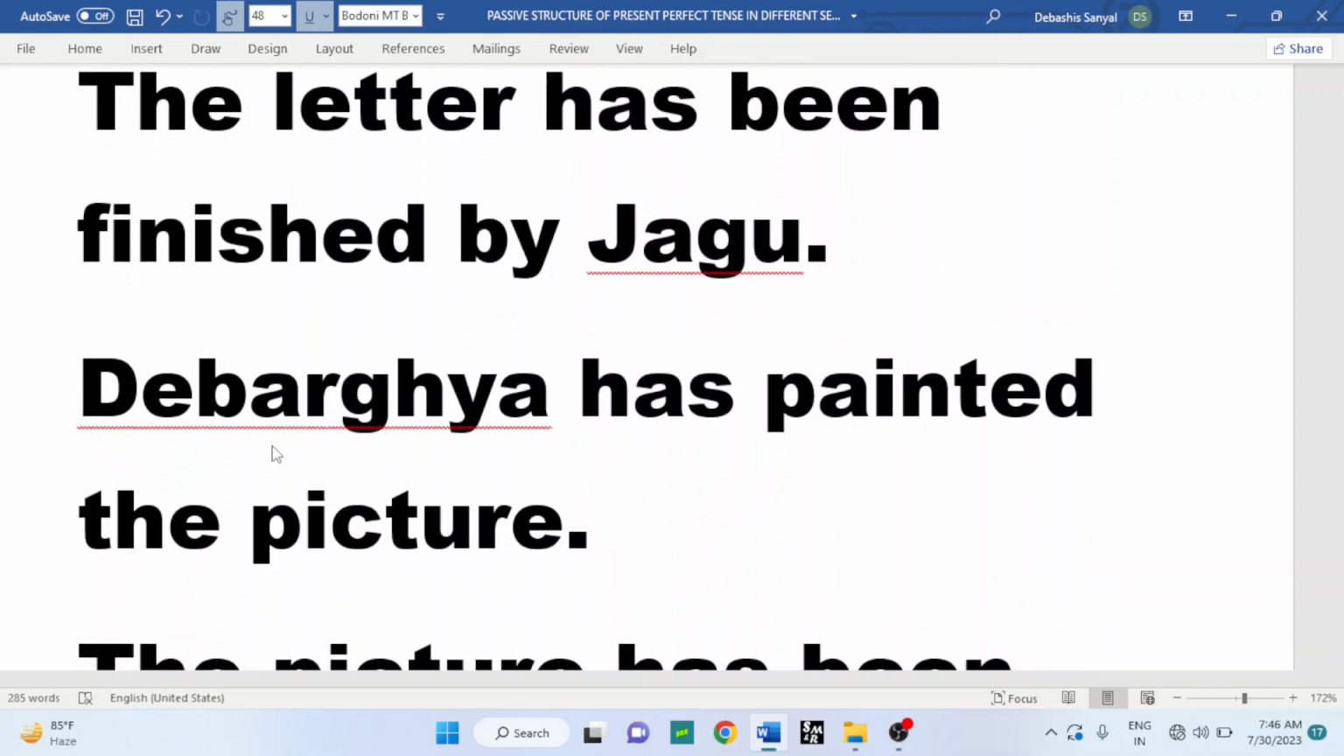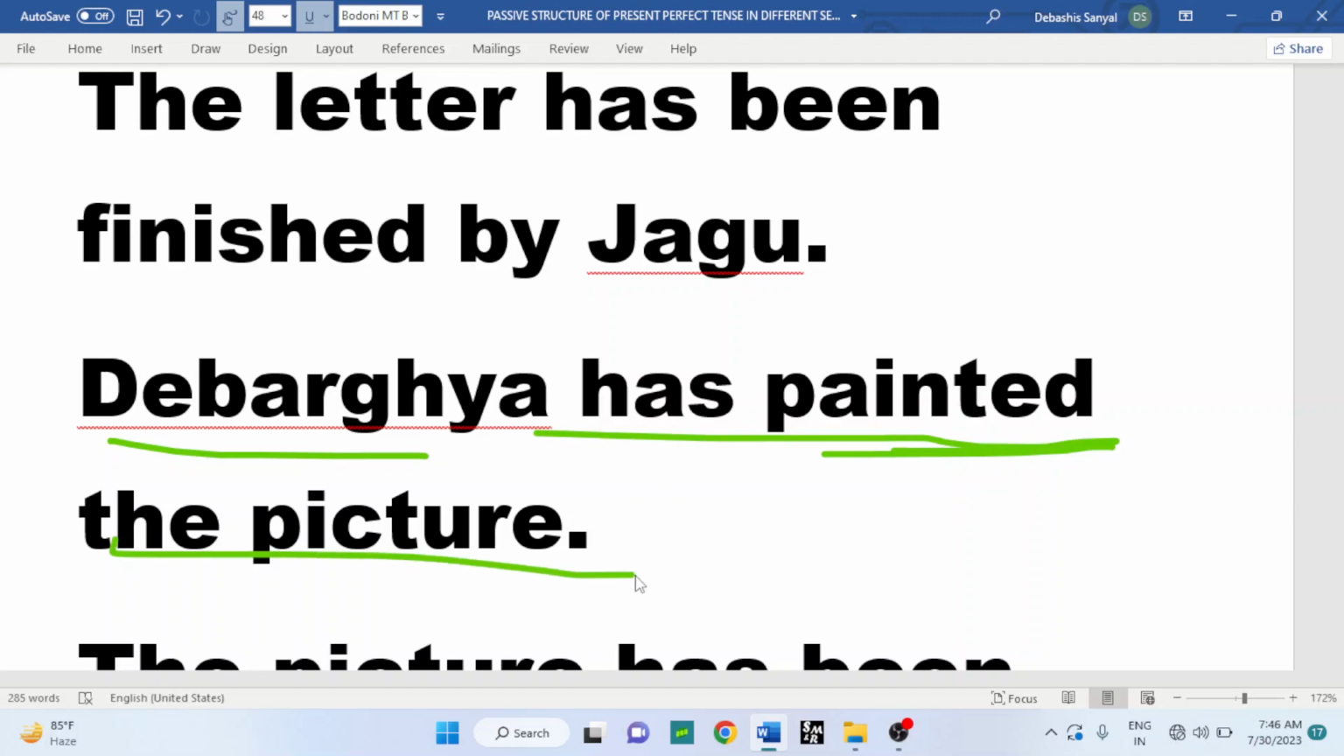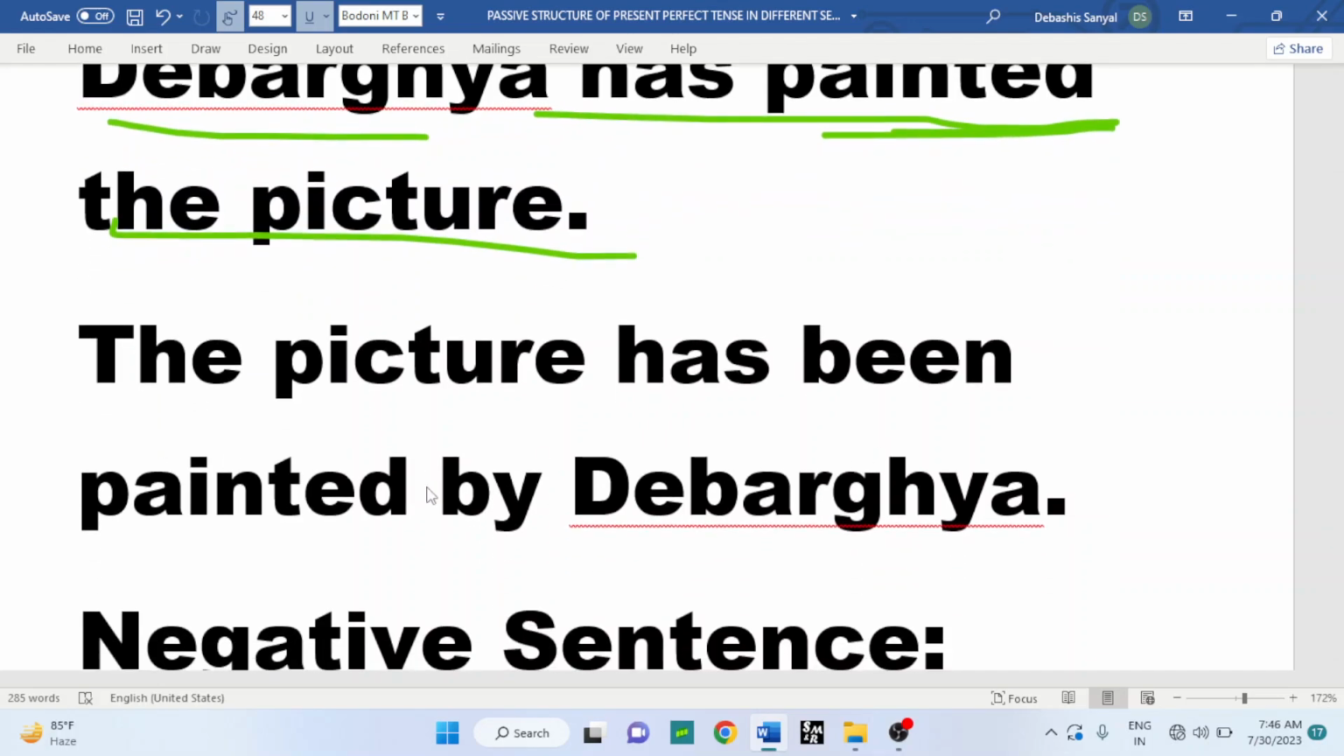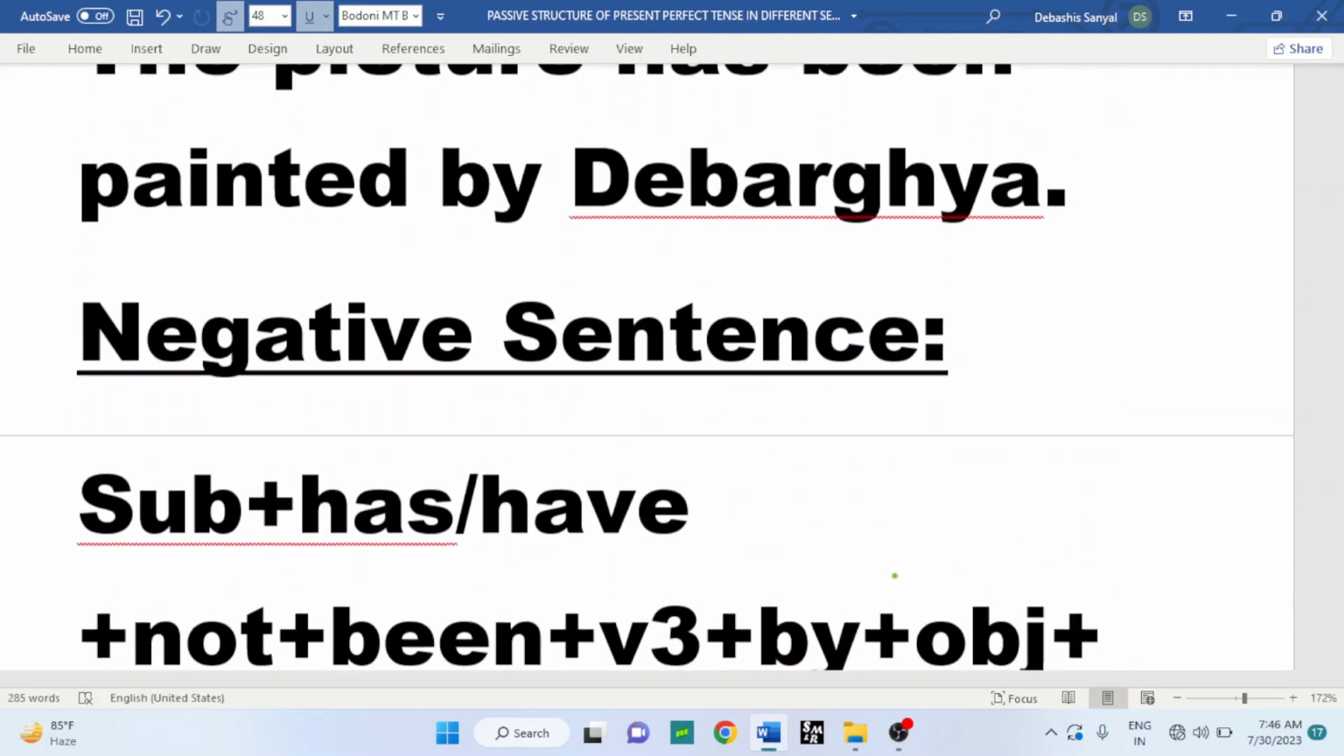Next one is Devargo has painted the picture. Devargo is the subject, has painted, it's present perfect tense. The picture is the object. Then the changed one will be in the passive: the picture has been painted by Devargo.